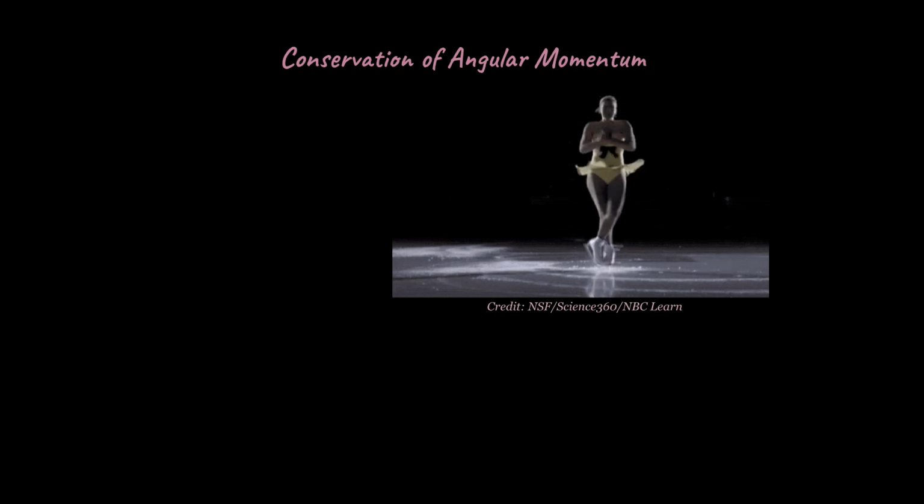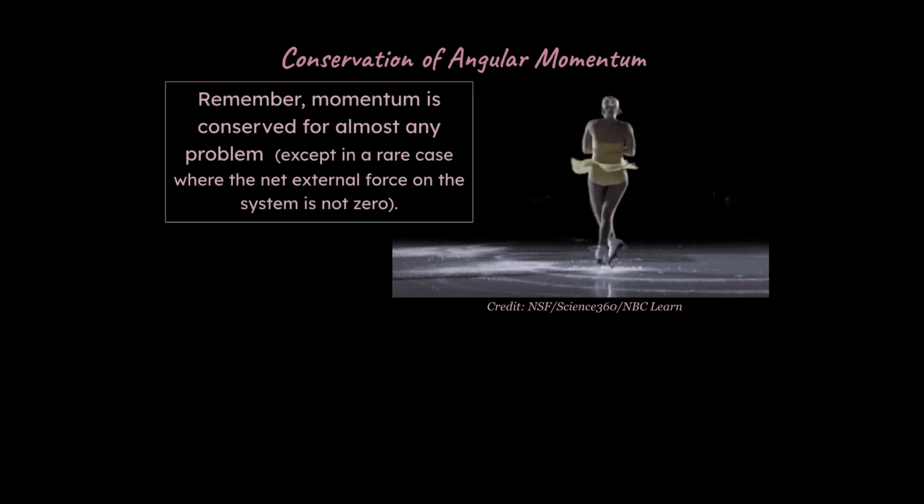She can change her moment of inertia, which actually changes the rate at which she spins, her angular speed or angular velocity, her omega value, which is pretty amazing. So if you understand the physics, you can understand why she's getting faster and faster. So let's go ahead and take a look at some of these concepts here.